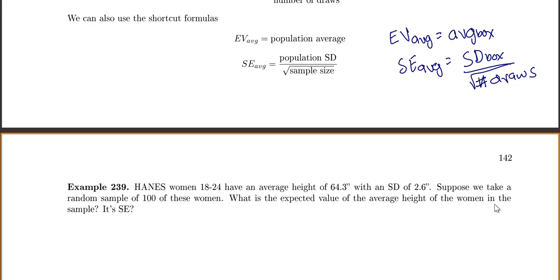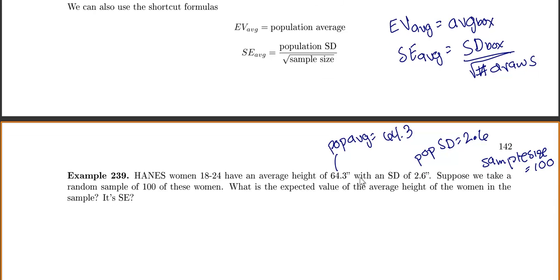So let's try an example. Women, 18 to 24, have an average height of 64.3 inches with a standard deviation of 2.6 inches. So notice when you read this problem, it's not talking about a box, it's talking about real life things. And so that's why this is my population average equals 64.3, and the standard deviation is 2.6. So my population standard deviation equals 2.6. Suppose we take a random sample of 100 of these women. So my sample size equals 100. What is the expected value of the average height of the women in the sample? And what is its standard error?